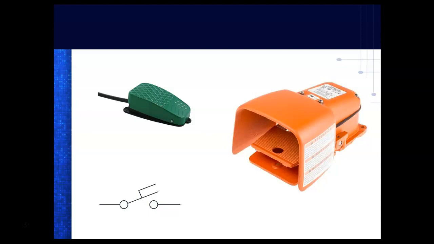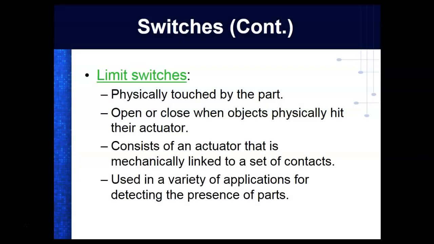That should be on the symbol chart too. A limit switch physically touches the object. It opens and closes when an object physically hits the actuator. It consists of an actuator that is mechanically linked to a set of contacts, used in a variety of applications for detecting the presence of parts. These guys started automation. When we could sense that something was in a certain limit or hit something, we could cause things to reverse and change.